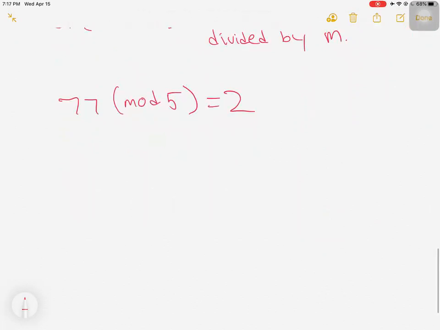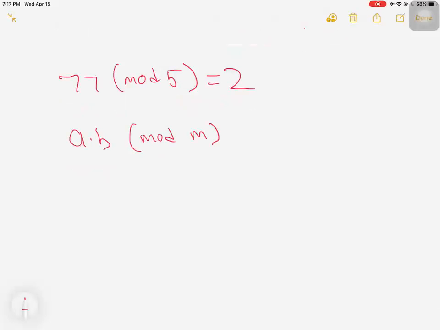For example, if we have two large numbers, a and b, and we want to multiply them, and then find the remainder when divided by n, we have this cool property: we can take the mods first. So we can do a mod n multiplied by b mod n.